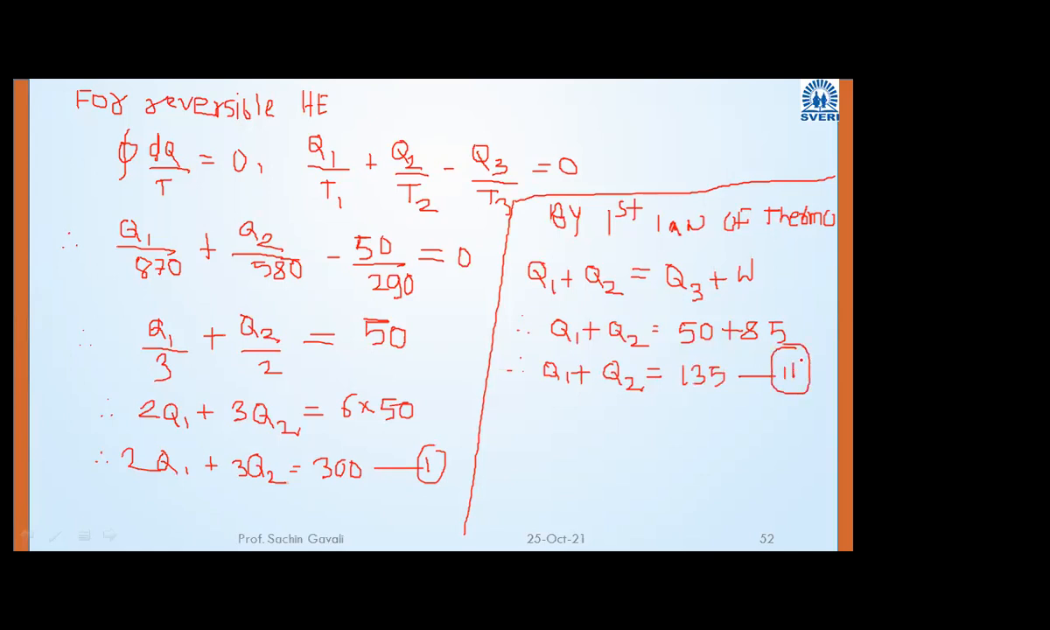Understood? Mention in chat box. And now we have to solve equation 1 and 2, and we have to get the values of Q1 and Q2. Now after getting the value of Q1 and Q2, this will be heat supplied. Okay, and heat rejected also we know. Work done also we are knowing. So Q1 plus Q2 is equal to 135 is our next equation, the total heat supplied.